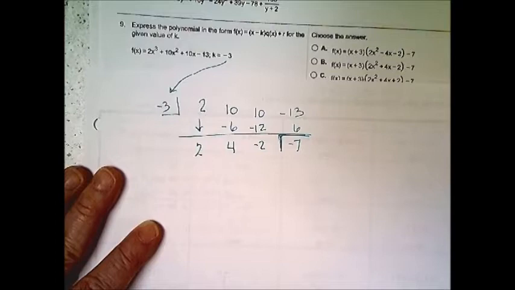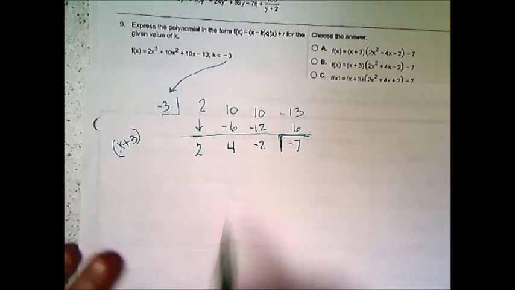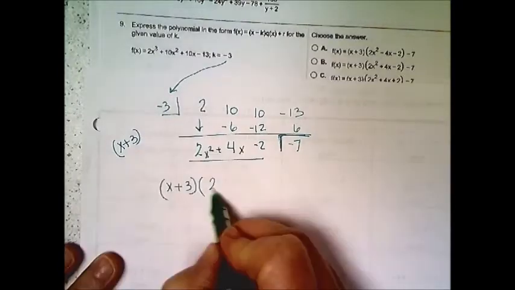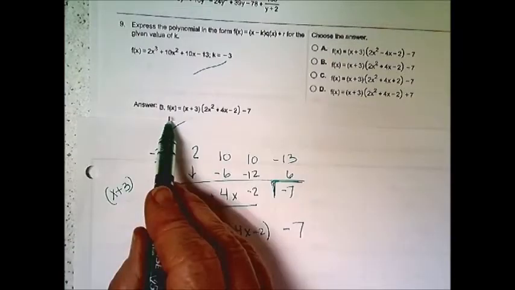If -3 was the number that I divided by, then x plus 3 was a factor. So I've got x plus 3 as a factor, and then I've got this as a factor: 2x squared plus 4x minus 2. And then when I get done, I need to subtract 7 from that. So that gives me answer choice B for this one.